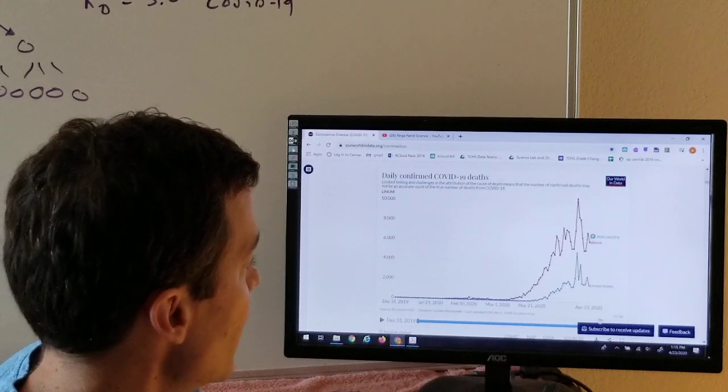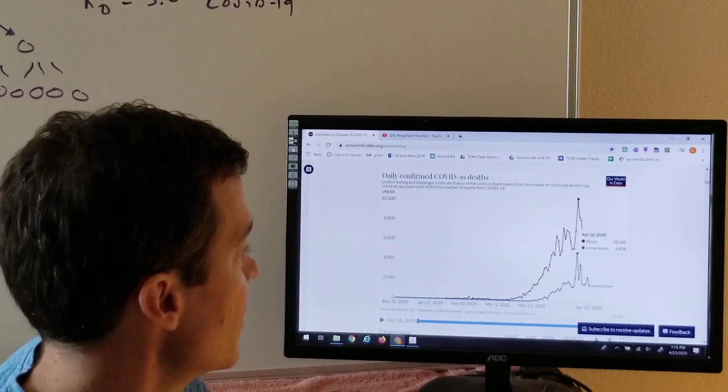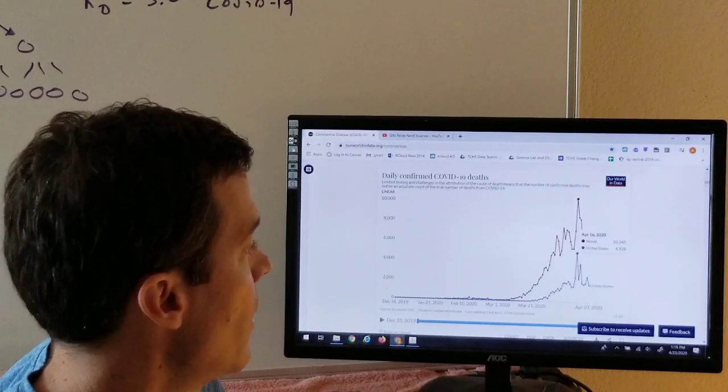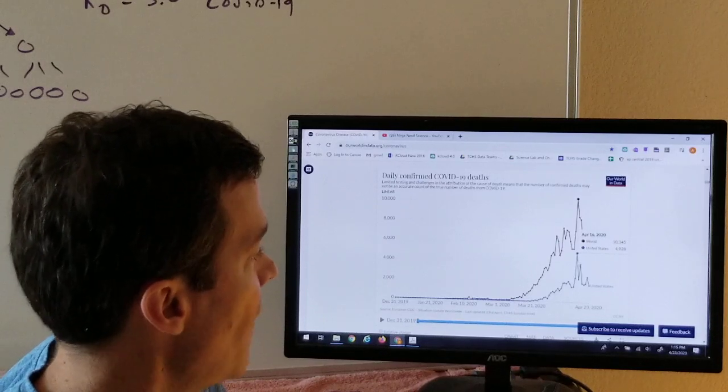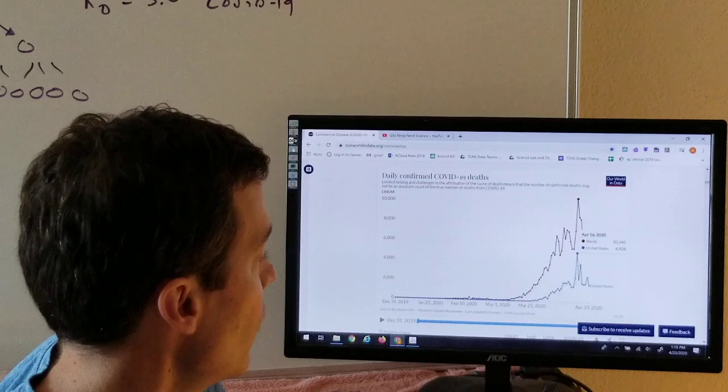So you can see the spikes as we go. This was a bad day in the United States. That was April 16th, and in the US, 4,928 people died. By the way, in the world on that day, 10,300 people died. So we had almost half of the deaths of the entire world.